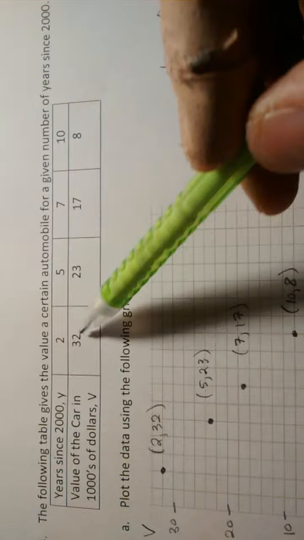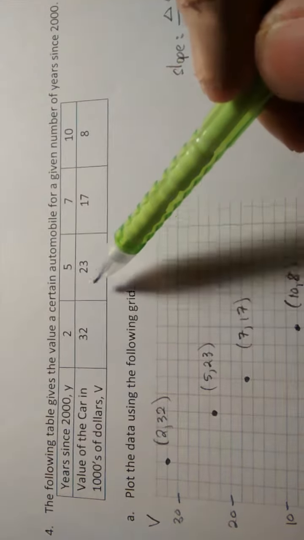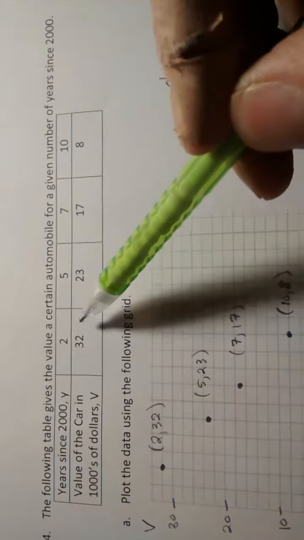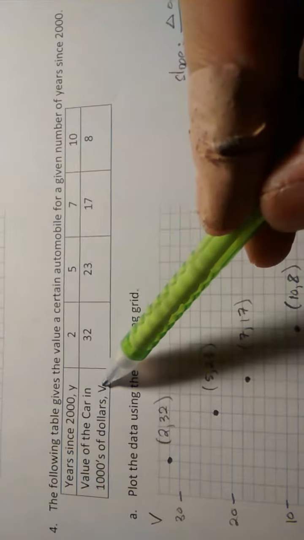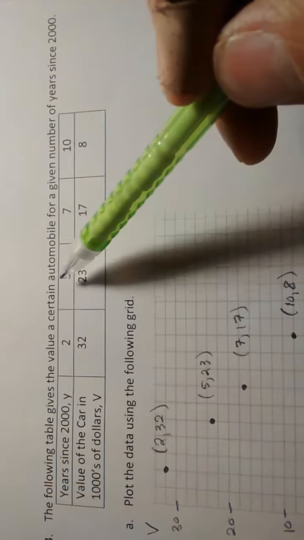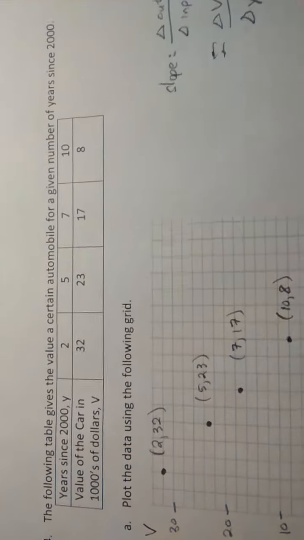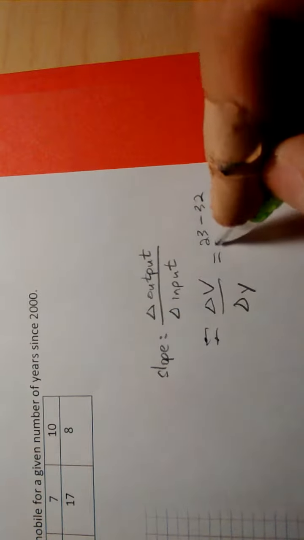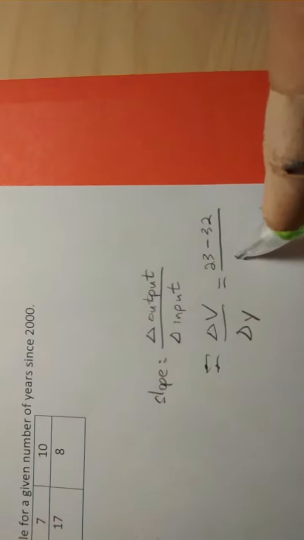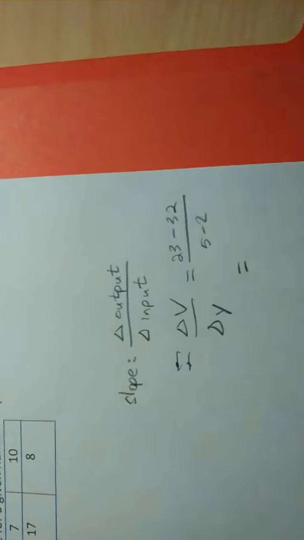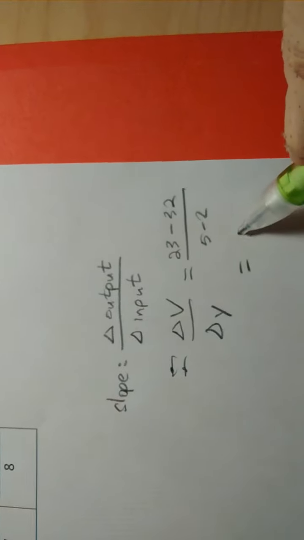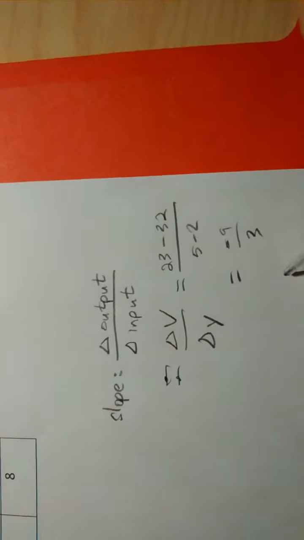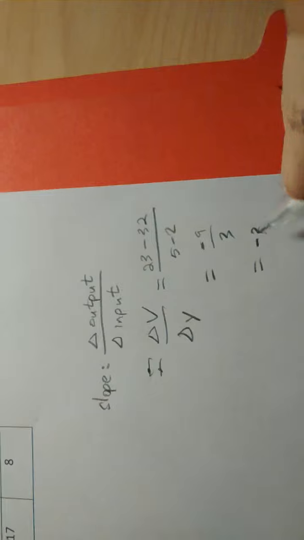Let's look at the first pair. If we find the slope of the line between these 2 points, we would take that minus that. That's the difference of the output variable V, divided by 5 minus 2, the change in the input. So I'm going to write 23 minus 32 over 5 minus 2. Alright, so there's my slope value. That's negative 9 over 3, or negative 3.